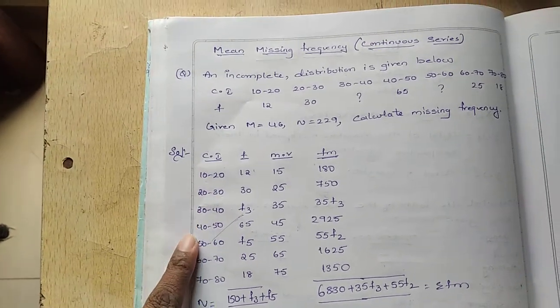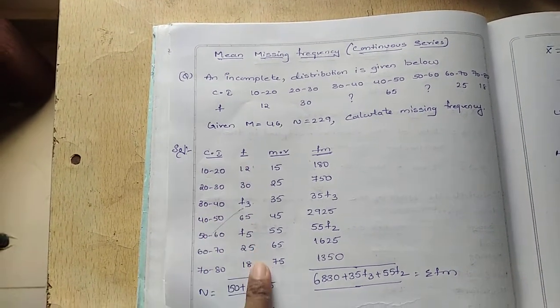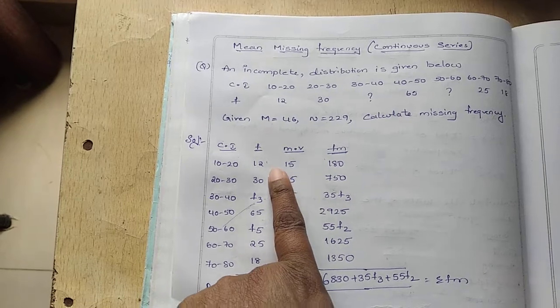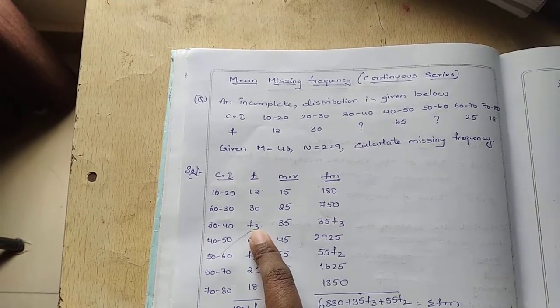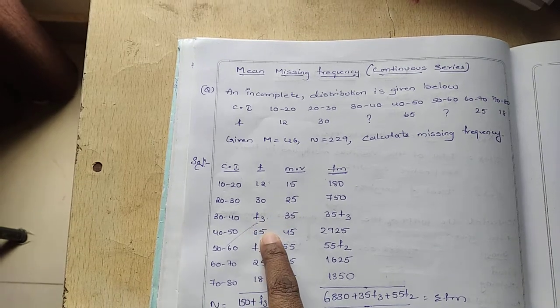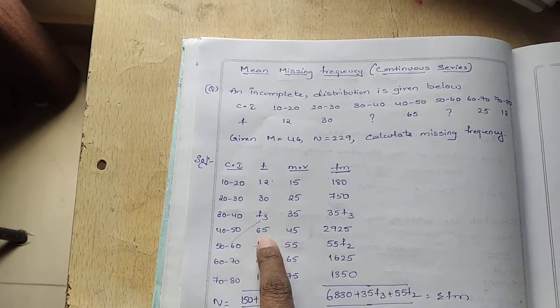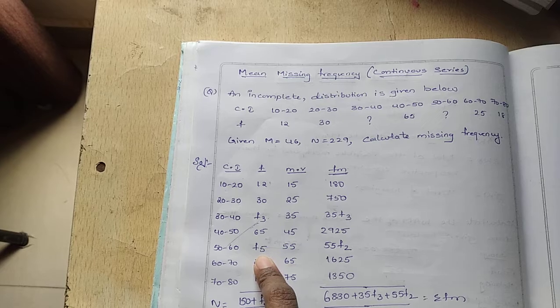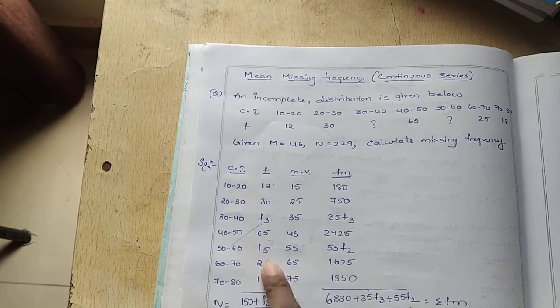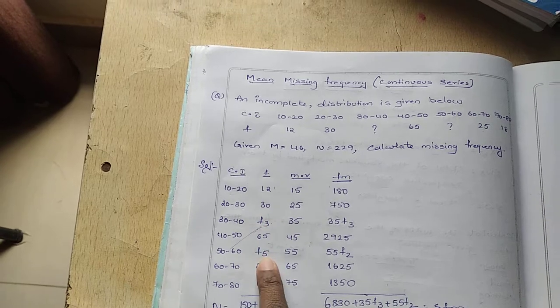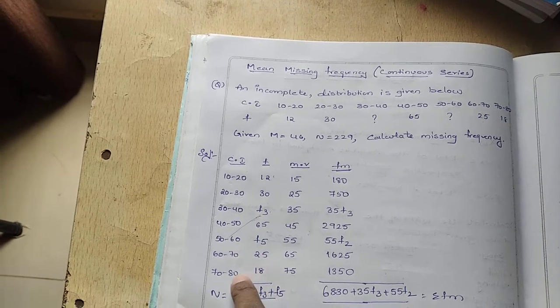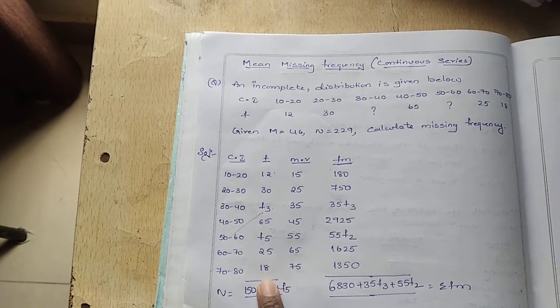So, the class intervals I have taken, and the frequencies: 12, 30. Here the frequency is missing, that's why I have written F3. For 40 to 50, 65. For 50 to 60, F5. Here also the frequency is missing, that's why I have taken F5. Or else you can take X or Y, anything as you like, but I have taken F3 and F5. And 60 to 70, 25, and 70 to 80, 18.